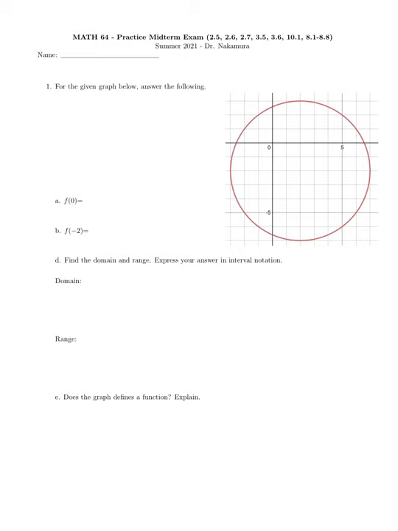Let's do it. So for number 1, for the given graph below, answer the following. There are two parts to it. Part A, compute f of 0, and then evaluate f of -2. So let's first go with f of 0. This is asking you when x is 0, what is the corresponding y value? Because remember, y equals f of x, right?